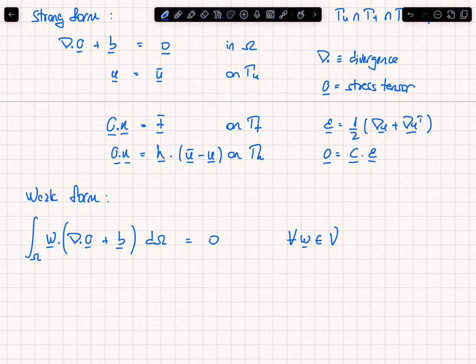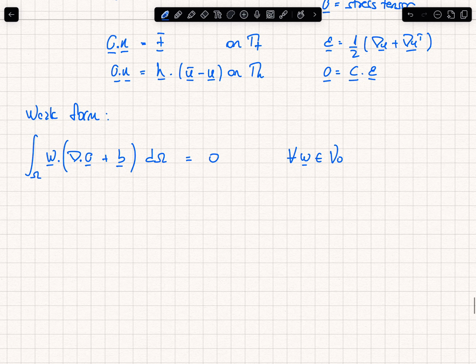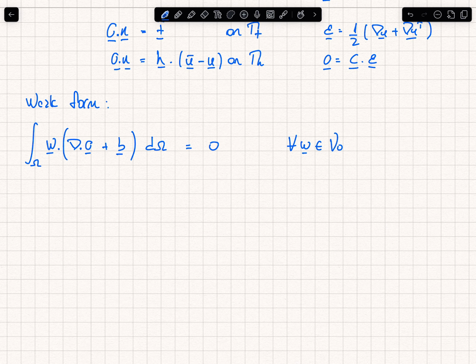That belongs to some sort of V naught. Remember that we use a naught just to signify that those functions, or each component, is going to be 0 in the Dirichlet part of the boundary. So how do we define that?